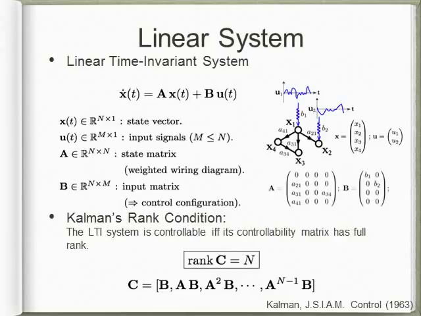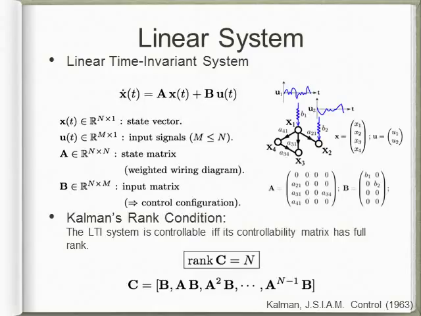Suppose we have a linear time-invariant dynamic system on the network, described by these ODEs, ordinary differential equations, x dot = Ax + Bu. Just imagine you have a very tiny network with only four nodes. The A matrix in control theory is called the state matrix, but in network language, it's nothing but a weighted wiring diagram. Here we are controlling this network with two independent signals, u1 and u2, applied to node one and node two. The B matrix here is the so-called input matrix, which is nothing but the control configuration. It tells us which nodes we are directly controlling.